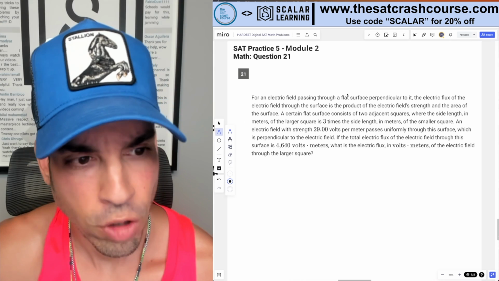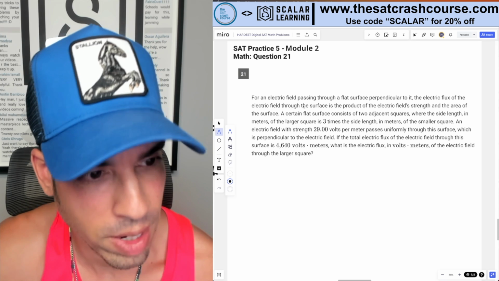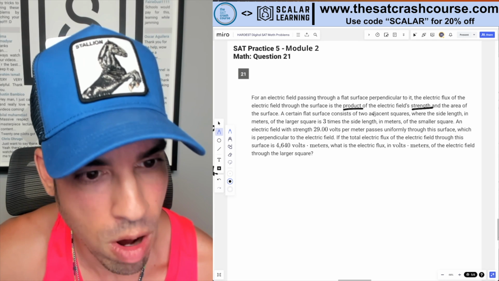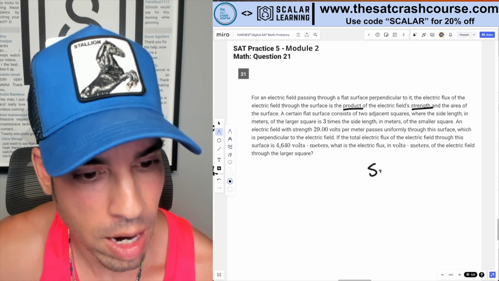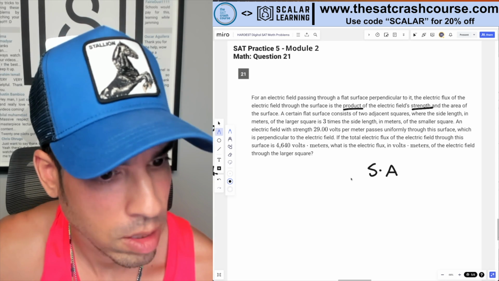Done. For an electric field passing through a flat surface perpendicular to it, the electric flux of the electric field through the surface is the product of the electric field's strength and the area of the surface. Okay, so that is the flux.